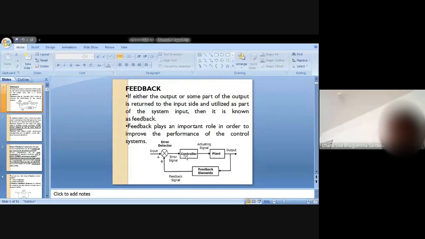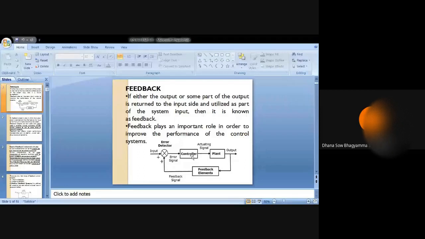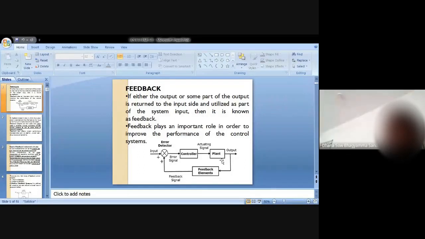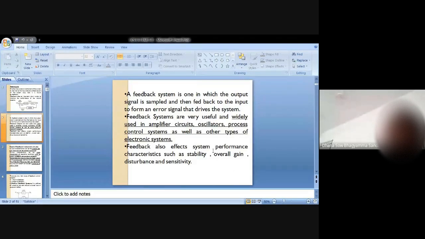The error signal is subtracted and given to the controller. If the error signal is 0, then only the input will go to the controller. Input minus error signal 0 means input minus 0 is input. That's all. No error, no problem. Output is obtained. If there is any error, that error will be cancelled from the input and the remainder will be given to the controller.